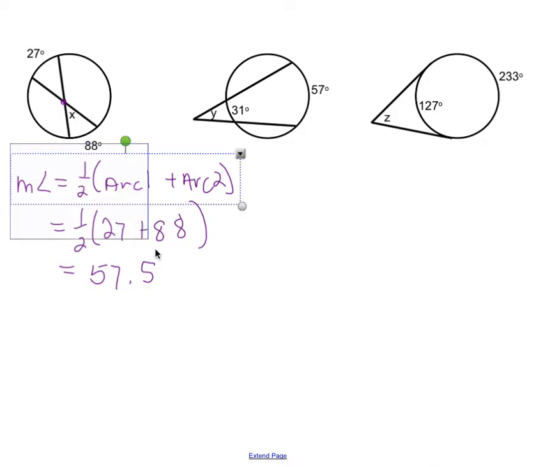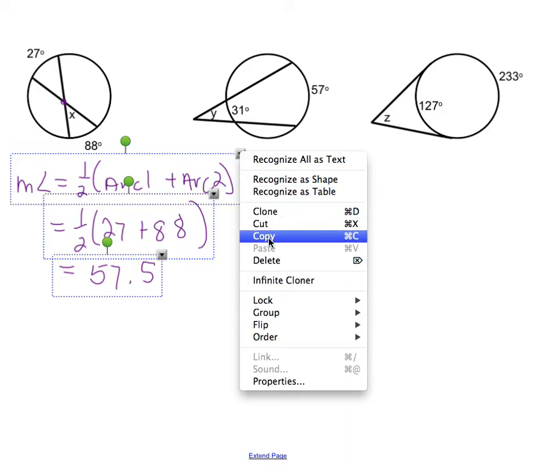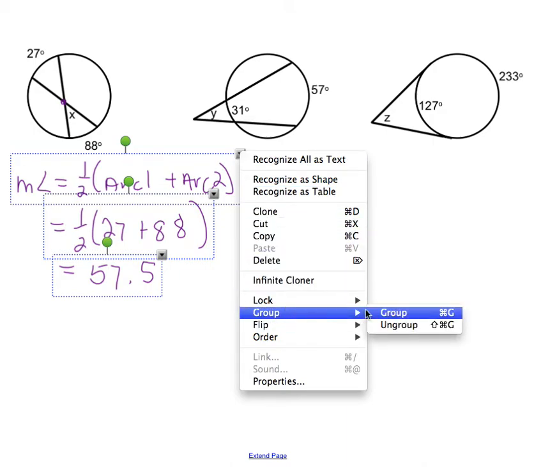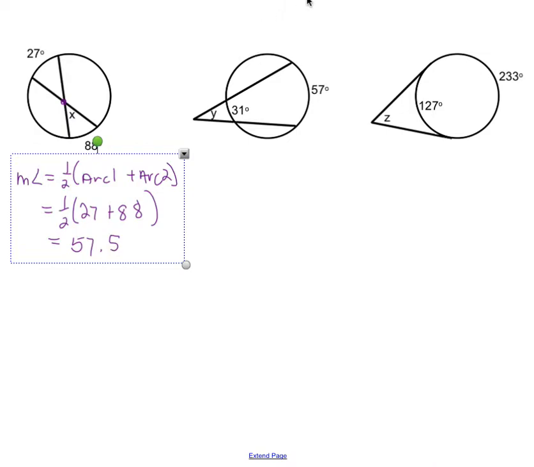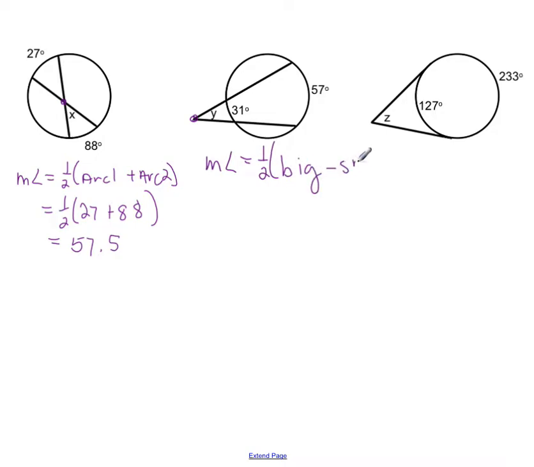Now, in our next example, the vertex of the angle is outside of the circle. So my formula is going to be the measure of my angle is 1/2 the big arc minus the small arc. So let's plug in y equals 1/2 times 57 minus 31. And then you get 13.